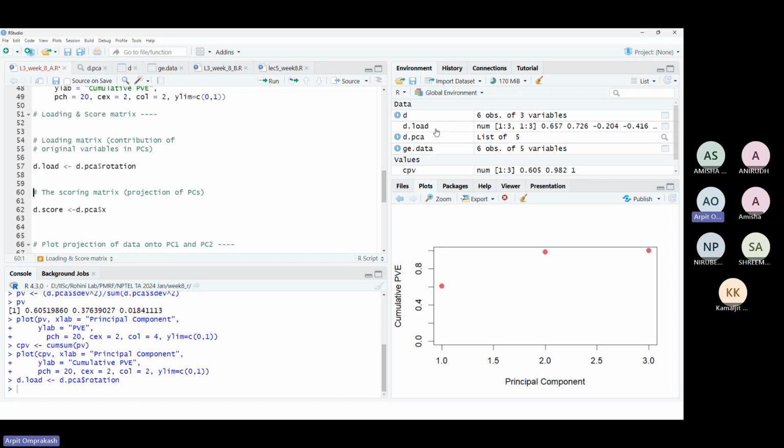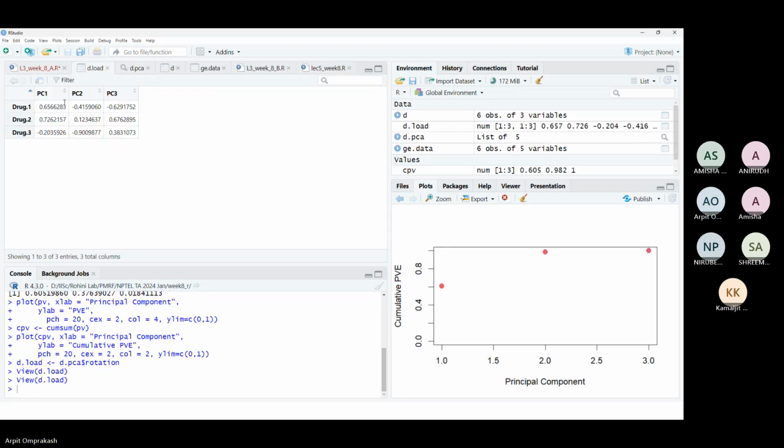So basically what I mean is, if I see this, this is PC1 and this is how much drug 1 affects PC1. Drug 1 is positively related to PC1, basically 0.6, highly positively related. Drug 2 is highly positively related and drug 3 is slightly negatively related. So if drug 3 increases, the value of PC1 decreases. If drug 1 and drug 2 values increase, the value of PC1 should increase.